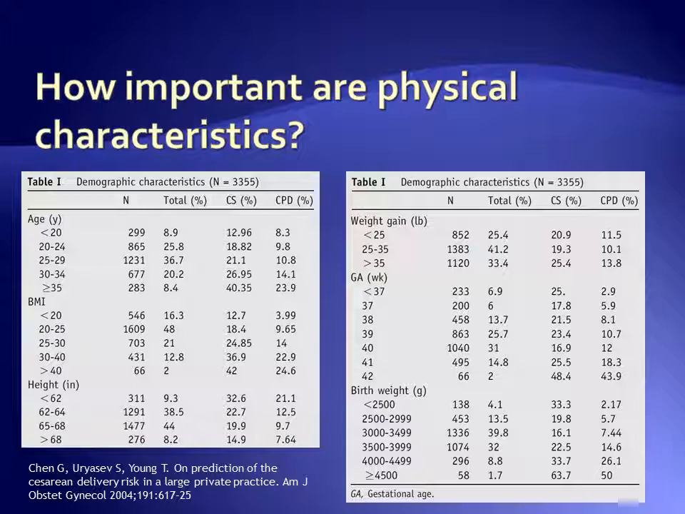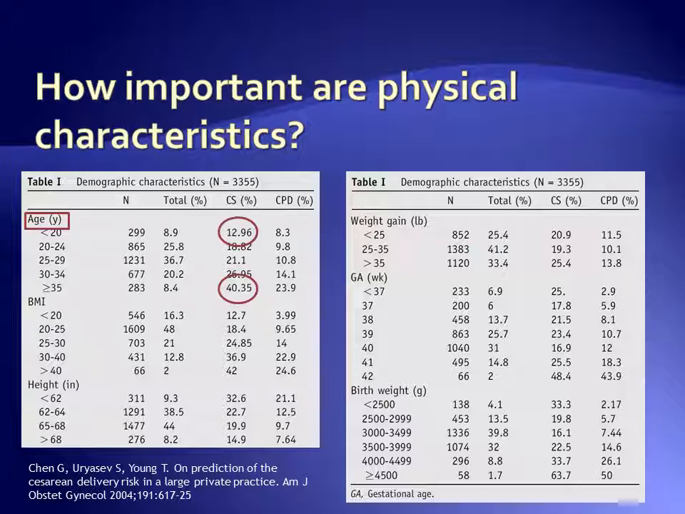Dr. Chen and his group in Florida studied the outcome of 3,355 nulliparous women who were managed by the same obstetrical group. This is important because if patients are managed by the same obstetrical group, then the results are due to the inherent risk of the women giving birth and not to the effect of the obstetrical care provider.